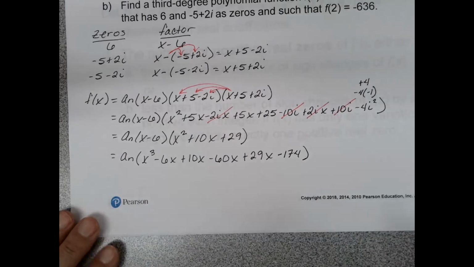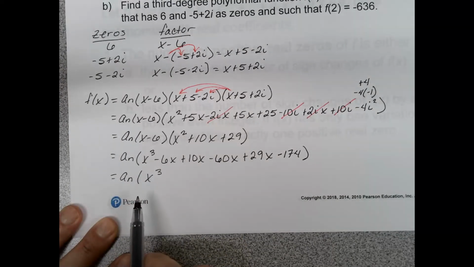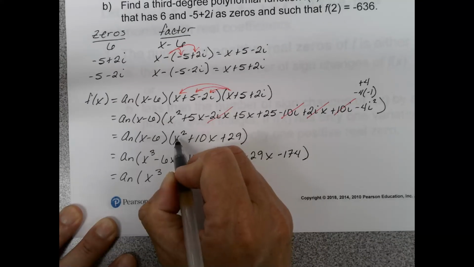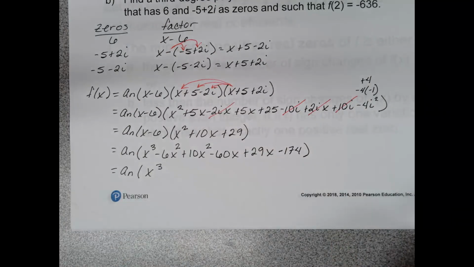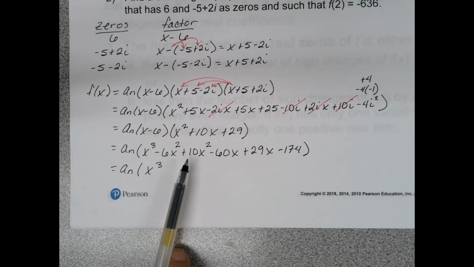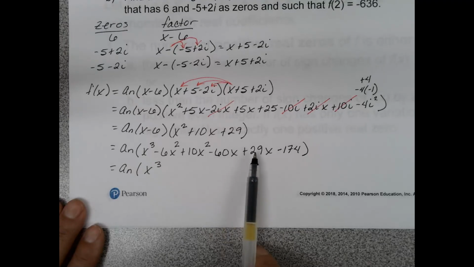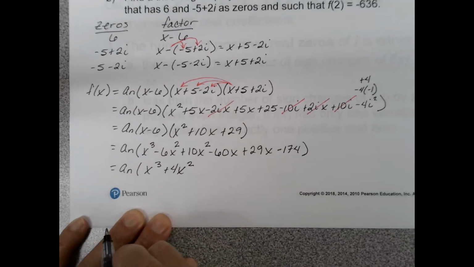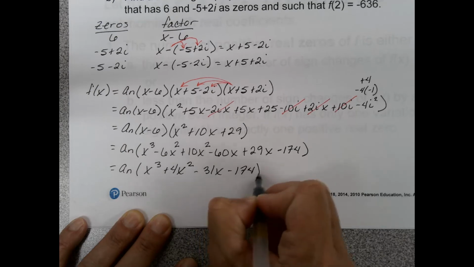Combining like terms, we have x cubed. I forgot a square somewhere. Where? Right there. And right there. Man, I forgot two of them. Sorry about that. This should be x cubed minus 6x squared plus 10x squared, minus 60x plus 29x. So that I get plus 4x squared minus 31x minus 174.